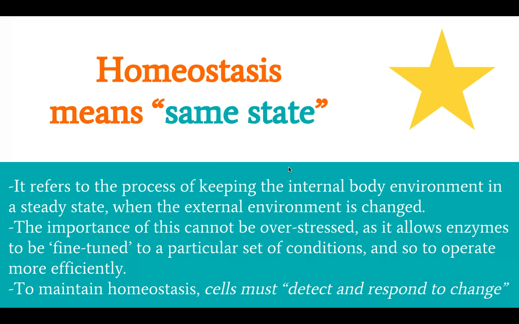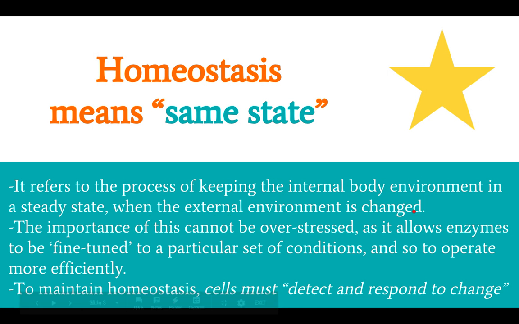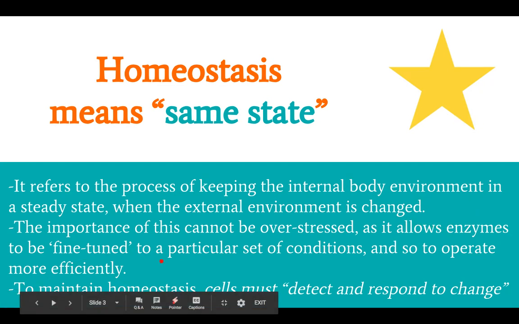So this is the process of keeping the internal body, or maybe it's a human, maybe it's a single cell, maybe it's an animal, maybe it's a plant, whatever it is, in a steady state. So that when the external environment is changed, the internal environment stays the same or as close to the same as possible. This allows for many different systems in the body to work perfectly, specifically enzymes. You've got to keep them at the same temperature and the same pH. Keeps them fine-tuned to a particular set of conditions and to operate more efficiently.